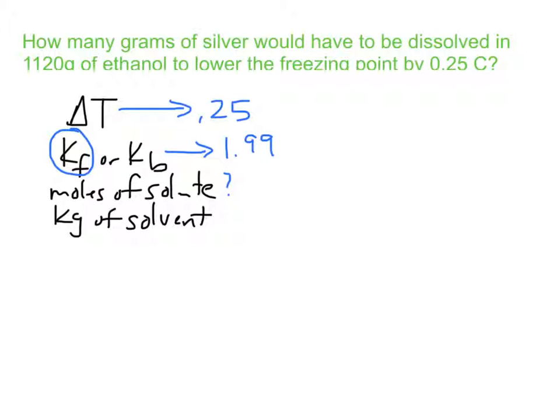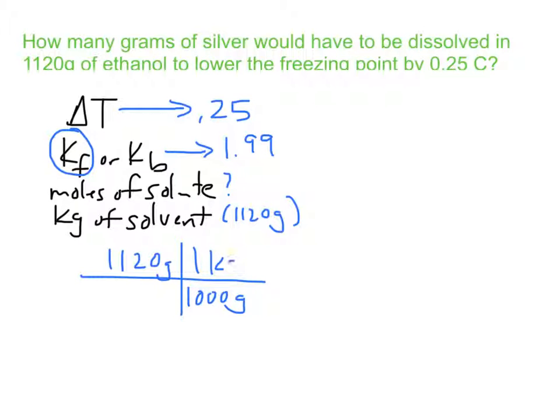And then kilograms of solvent. We know that we have 1,120 grams of the solvent. So we need to change that into kilograms. Remember that there are 1,000 grams in 1 kilogram. So that's 1.120 kilograms of solvent. Now let's plug in all of these things into our equation that we had before. So you might want to write these numbers down, and then I'll go ahead and on a different slide integrate these numbers into the equation.